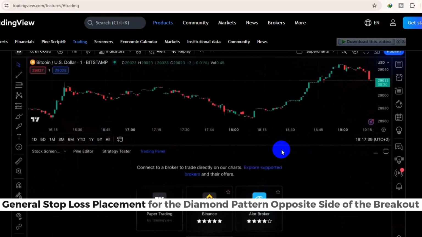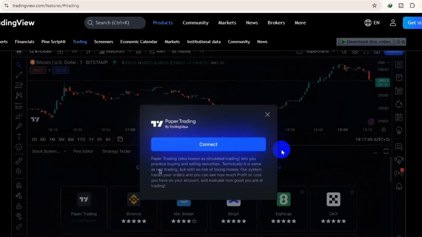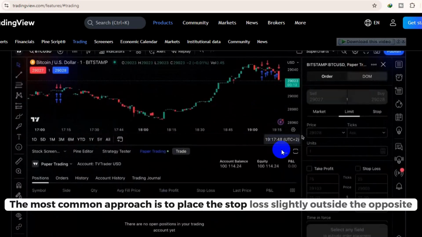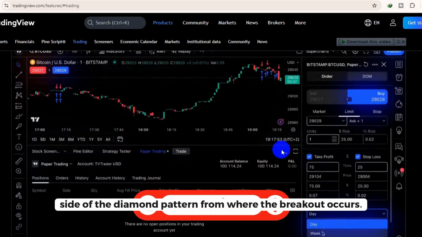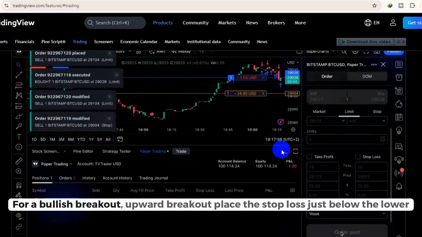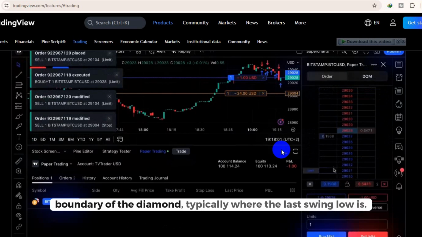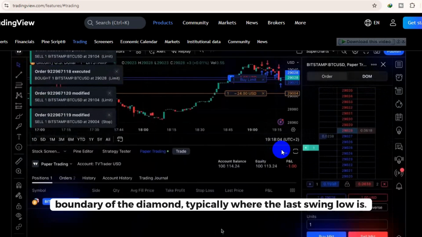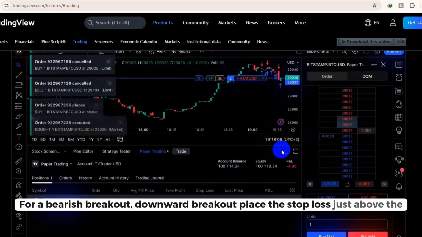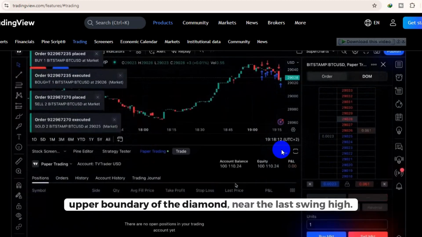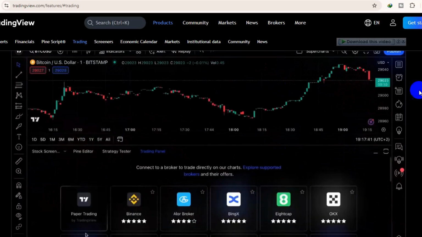General stop-loss placement for the diamond pattern. Opposite side of the breakout: the most common approach is to place the stop-loss slightly outside the opposite side of the diamond pattern from where the breakout occurs. For a bullish breakout, an upward breakout, place the stop-loss just below the lower boundary of the diamond, typically where the last swing low is. For a bearish breakout, a downward breakout, place the stop-loss just above the upper boundary of the diamond, near the last swing high. Distance based on volatility.